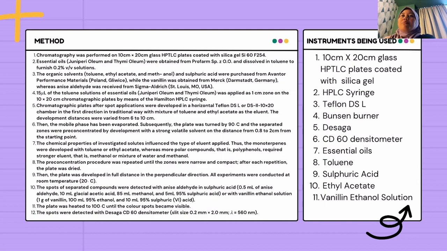The pre-concentration procedure was repeated until the zones were narrow and compact. After each repetition, the plate was dried. Then the plate was developed in full distance in the perpendicular direction, and all experiments were conducted at room temperature. The spots of separated compounds were detected with anise aldehyde in sulfuric acid, and then the plate was heated to 100 degrees Celsius until the color spots became visible. The spots were detected with the Desaga CD60 densitometer.